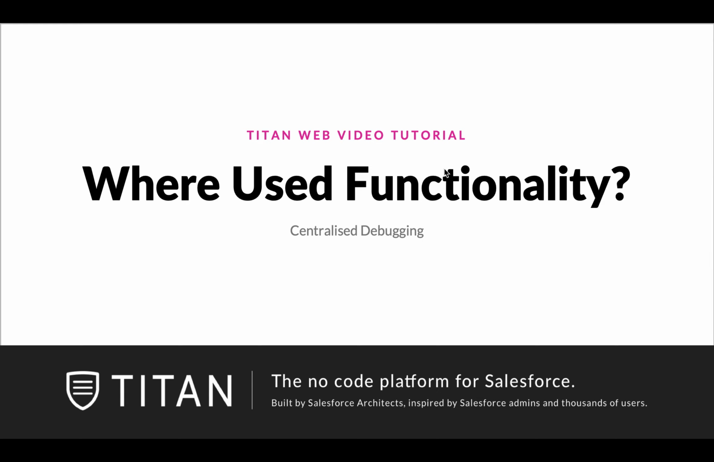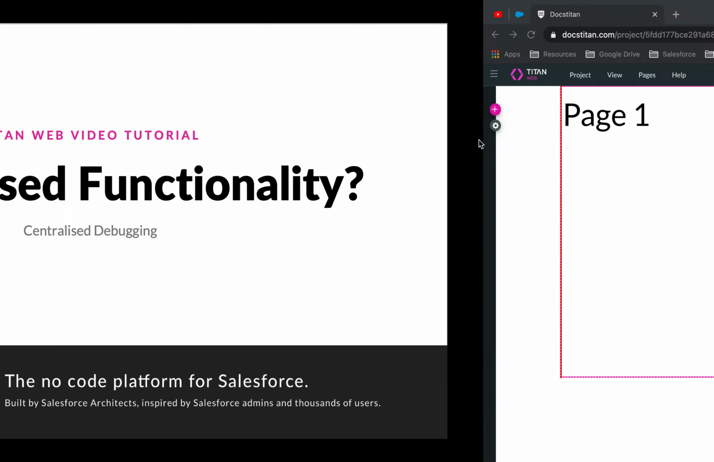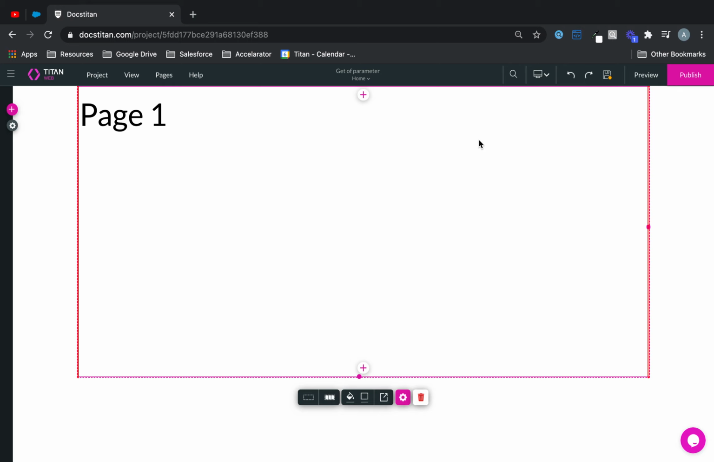In this video we'll talk about the where used functionality to centralize your debugging. Whenever you're setting up parameters, you really need to know where they're being used, what is being triggered off them, and what is affecting them or what is getting affected by them.